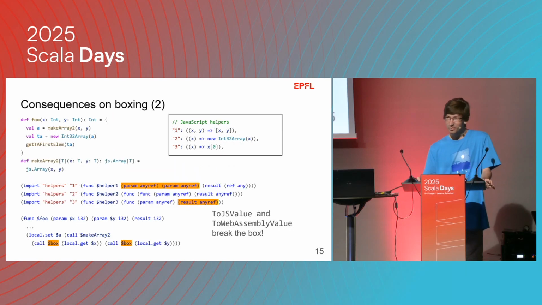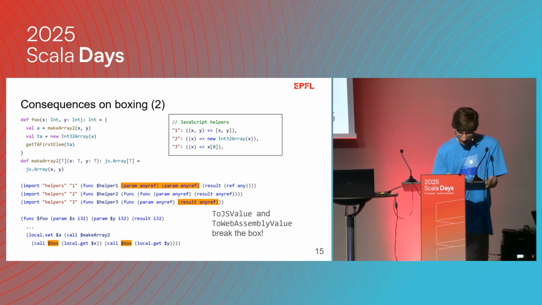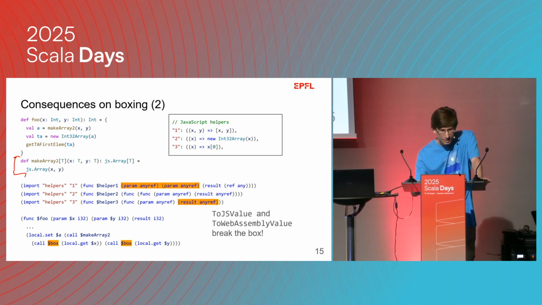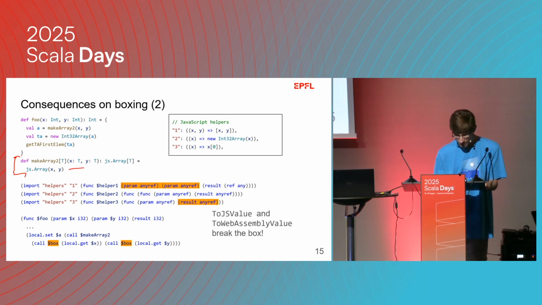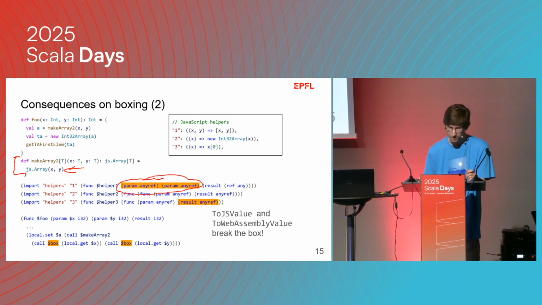But what if I abstract this a little bit? And instead, I define my makeArray method, which is generic in its parameter T, and it takes 2 T's and it creates a JS array of the 2 T's. Then we have a problem because from this point of view, I have boxed things, so I have anyrefs. So the helper must take anyrefs as argument. And then when I call this method, what do I do? Well, I have an int, and I need an anyref. The typical thing to do, and what the JVM does, for example, is that we box it, right?